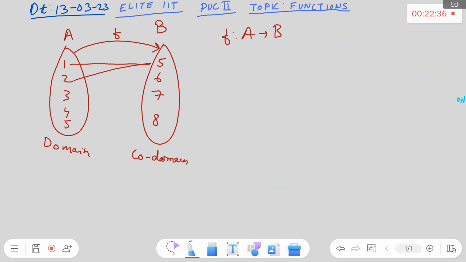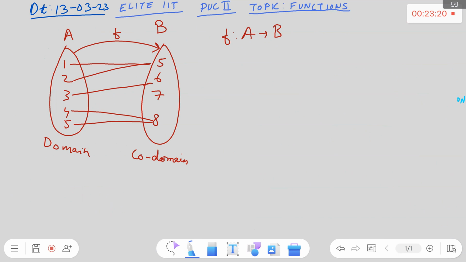You can have a function looking like this. You can have a function looking like this. Here you can see the elements 5 and 8 of the codomain have multiple pre-images, isn't it? We are basically mapping multiple elements from A to any one element of B. Like we have 1 and 2 mapping to 5, 4 and 5 mapping to 8, isn't it? Like that.